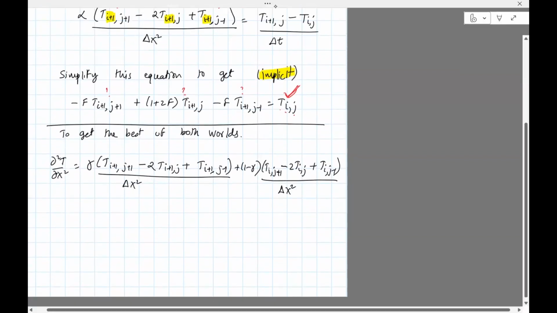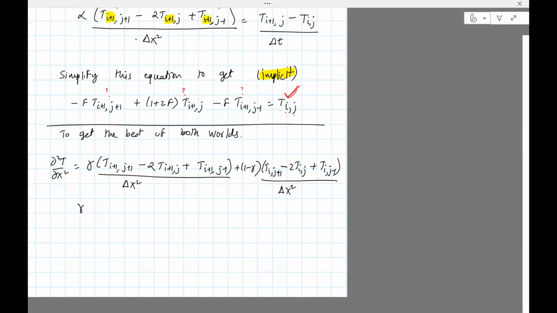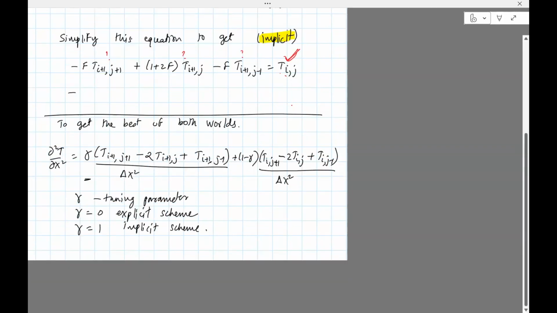So we have a tuning parameter here, and that tuning parameter is gamma. If you put gamma equal to 0, effectively this term will be 0 and you get the explicit scheme. If you put gamma equal to 1, which will cancel off this term because there's 1 minus gamma, you get the implicit scheme. This is harder to solve, but unconditionally stable.